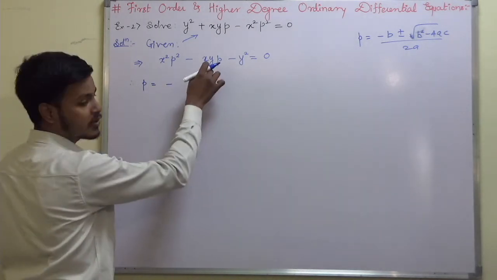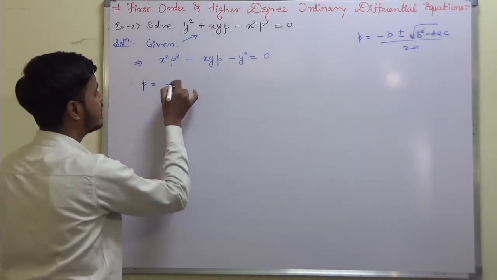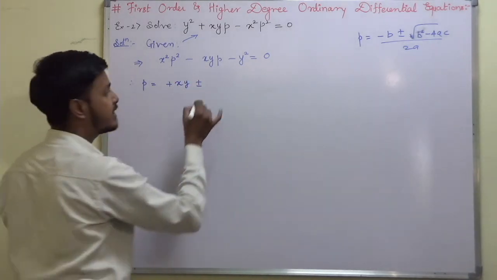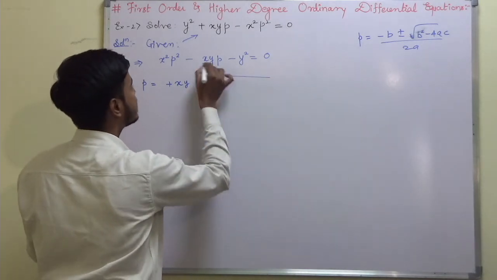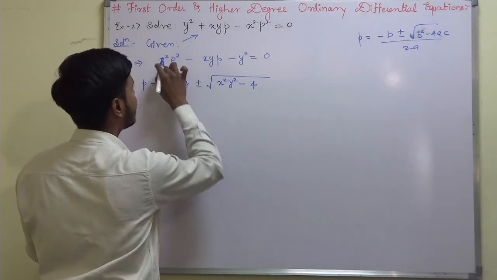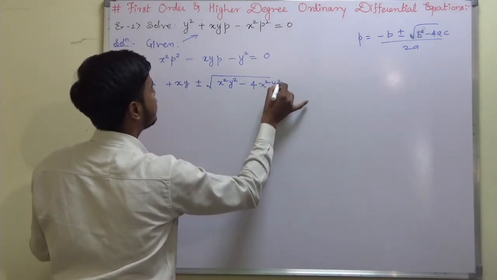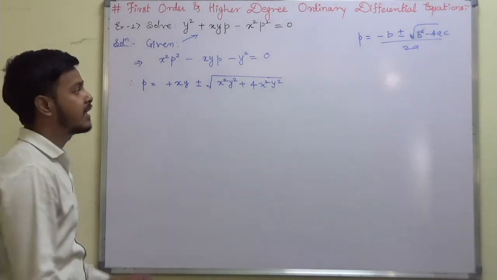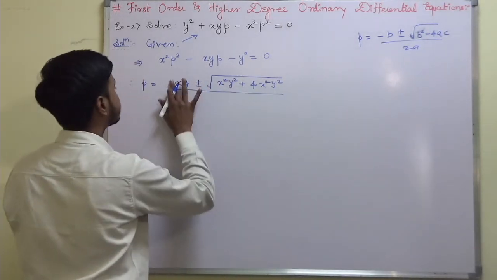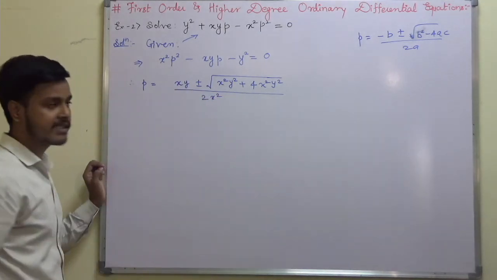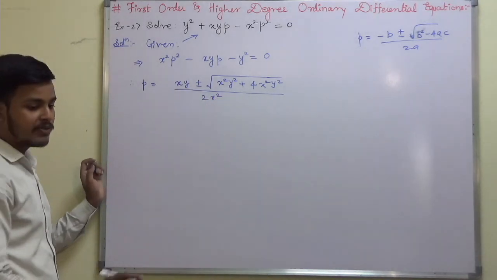Minus b. So minus b is minus xy. So this is xy plus minus under root. What is under root of b square? Means xy square is x square y square. Minus 4. What is a? a is x square. c is y square. So this is plus, right? Upon 2 times a. So 2 times a is x square, right? Clear?